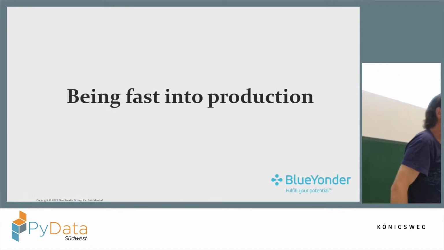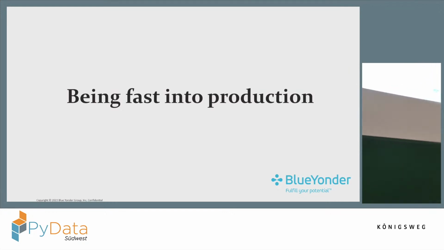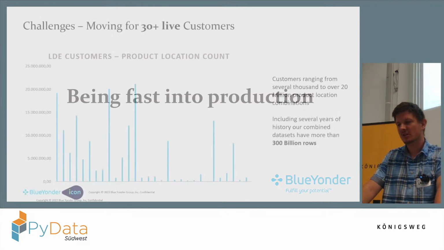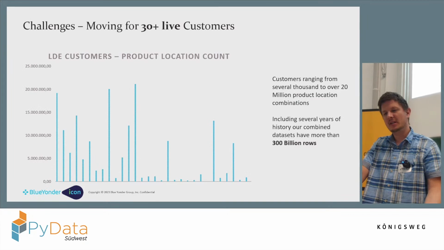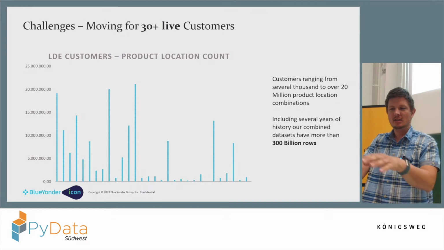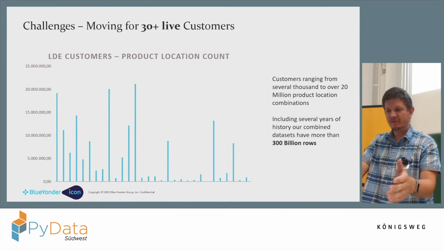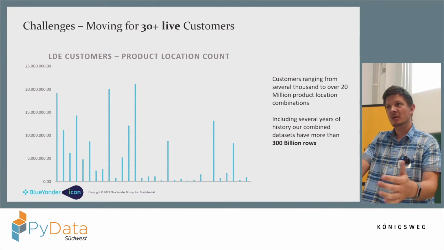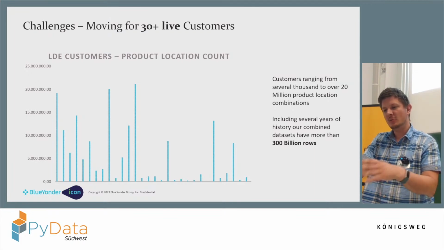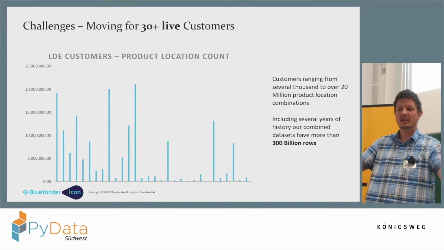Thanks, Martin. So, we talked about how the architecture looks like, and I now come to the challenges that we were facing putting something like that into production. To give you some context, this is the number of product location combinations that we have for customers. We have some customers with several thousand, but lots of customers with several million product location combinations. Now multiply that with several years. You come to the billions. So we have more than 300 billion rows in the combined data set.